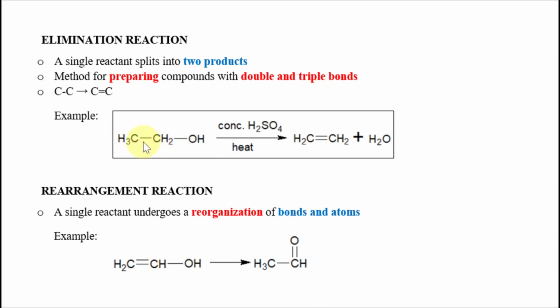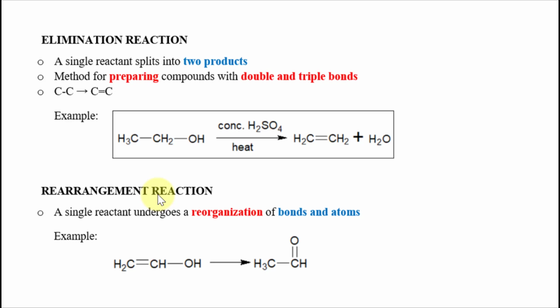If you notice, all the bonding in the alcohol compound is single bonds. When it is reacted with concentrated sulfuric acid and heated, it will be converted into an alkene, with a carbon-carbon double bond, and also water as our side product. So since the carbon-carbon single bond becomes a carbon-carbon double bond, this reaction is said to be an elimination reaction.